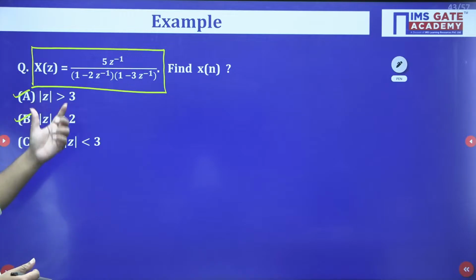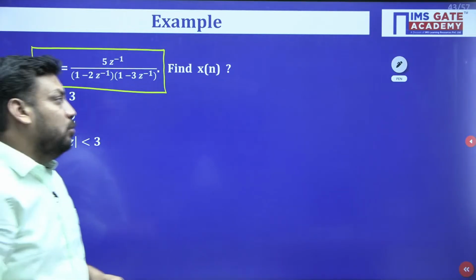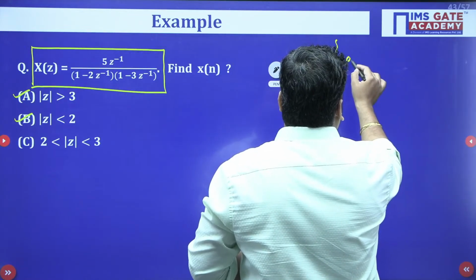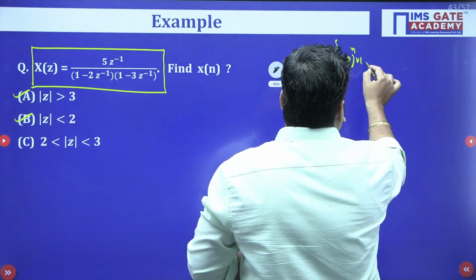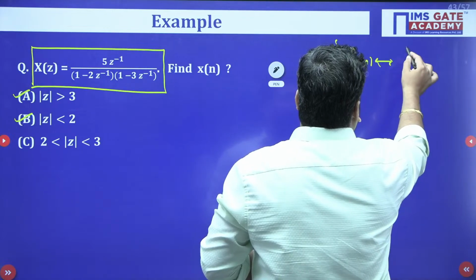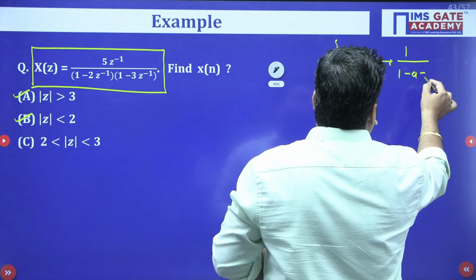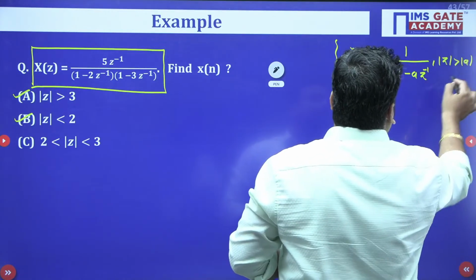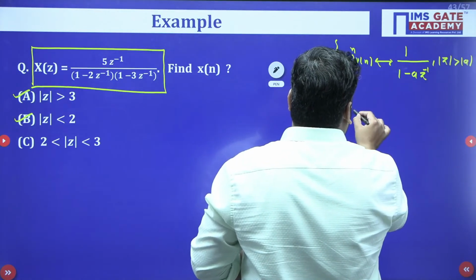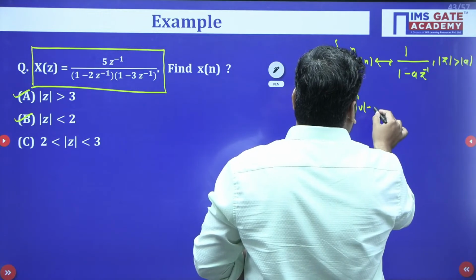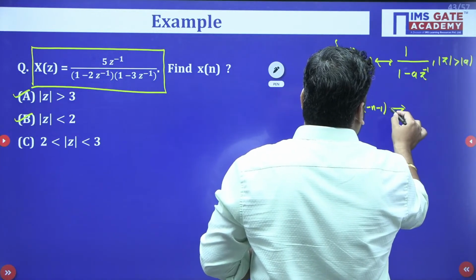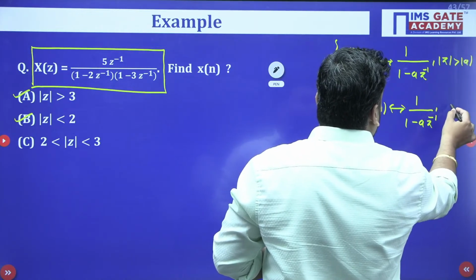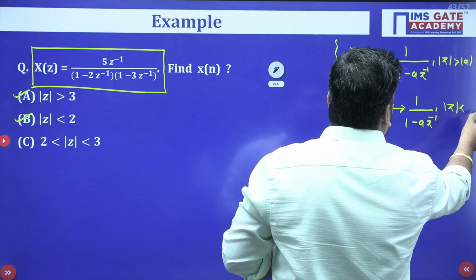So if ROC is given as mod of z, here you only have to remember this box, guys. The standard form you have to remember. If you don't know this form, you can't find it. a to the power n u of n, the z transform is nothing but 1 upon 1 minus a z inverse, and ROC mod of z is greater than mod of a. Similarly, you should also write minus a to the power n u of minus n minus 1, and the z transform is nothing but 1 upon 1 minus a z inverse, same to same, but this time mod of z is less than mod of a.